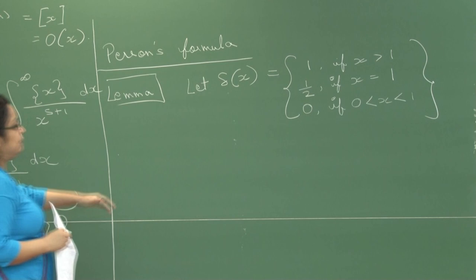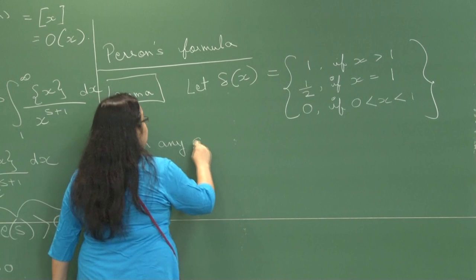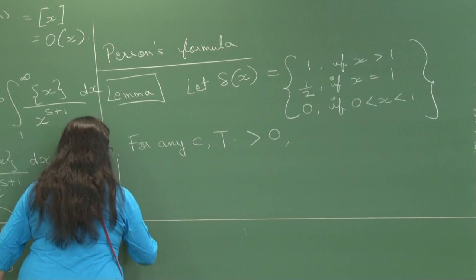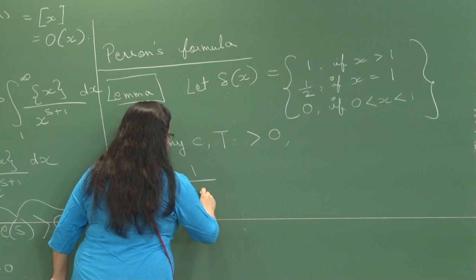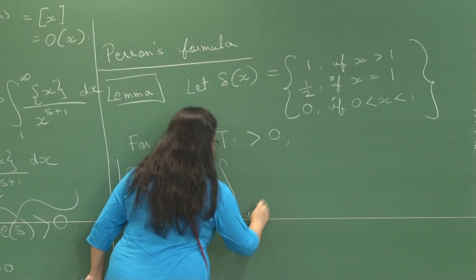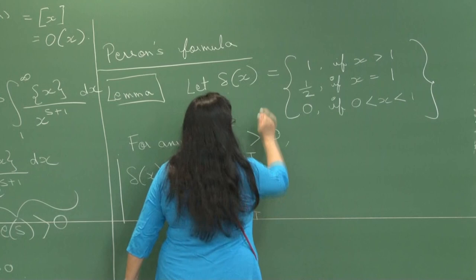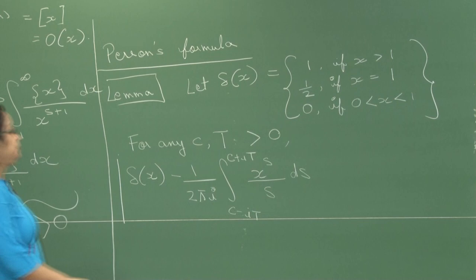It turns out that for any, so I'm going to write an effective form of this formula. Let us take c to be positive, let us take capital T to be positive, then this function delta of x can be expressed as a complex integral. So, this integral is 1 over 2 pi i times the integral from c minus iT to c plus iT, okay. And so, what you have is the function x raised to the s over s ds, okay. In fact, let me first write the effective form.